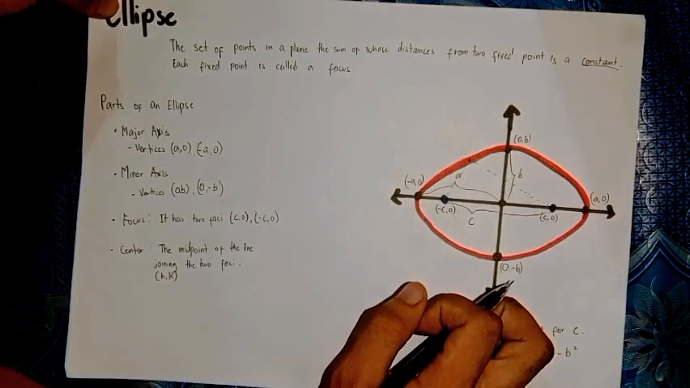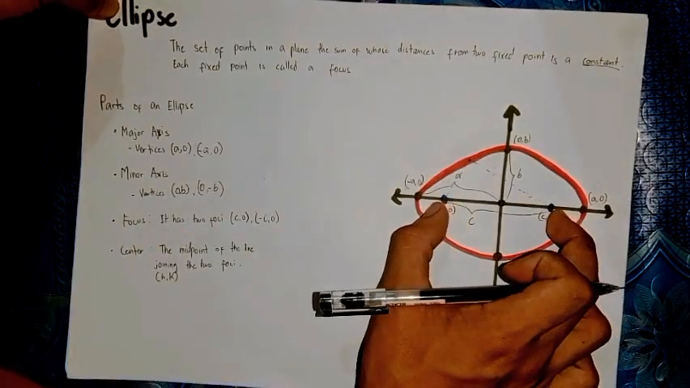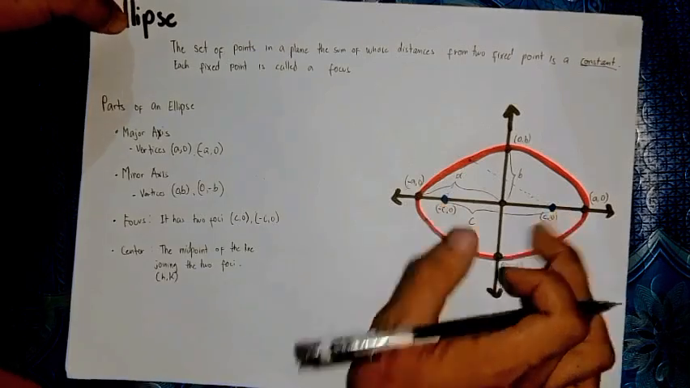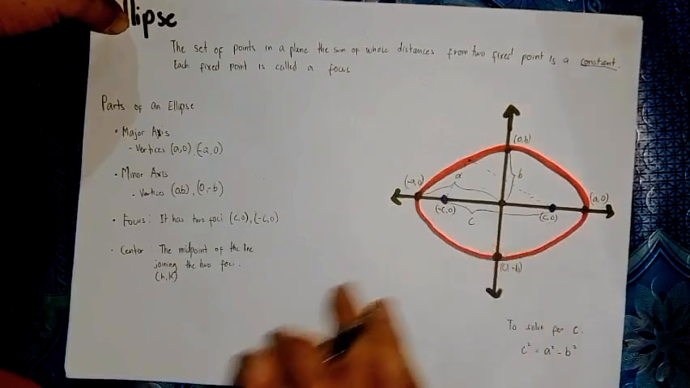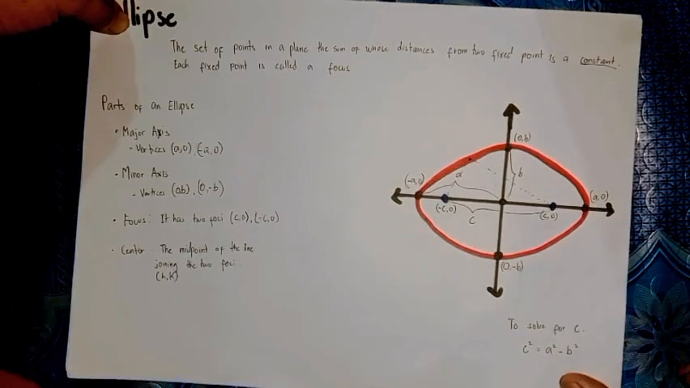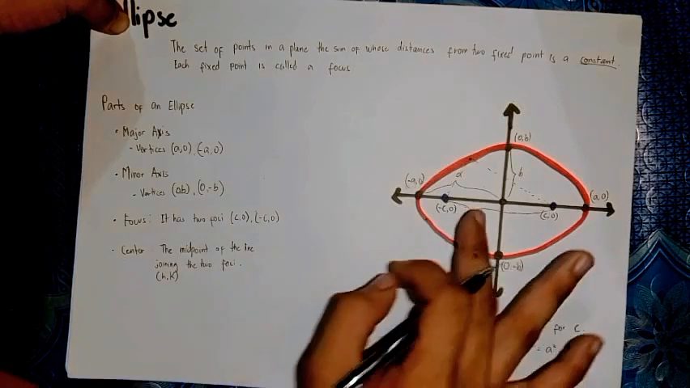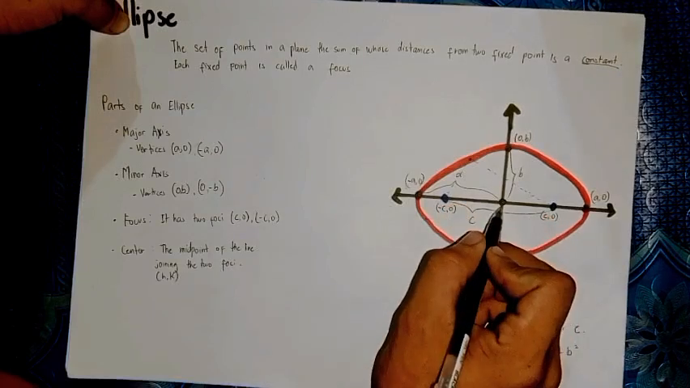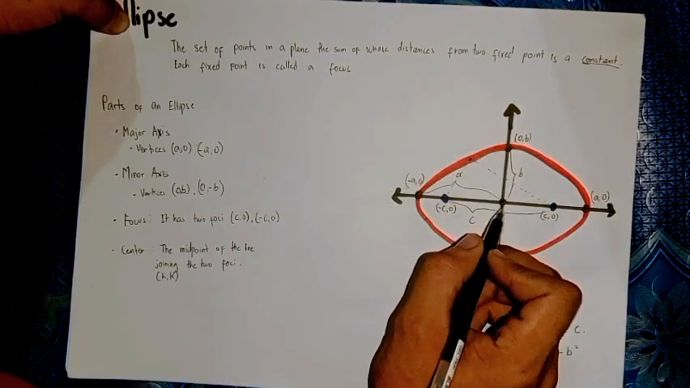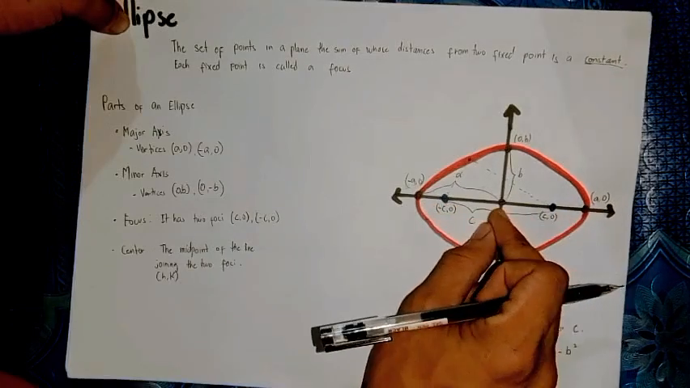Now, an ellipse has foci. It has two foci, and foci are denoted as C. That's why we have (-C, 0) and (C, 0). To solve for C, we will use this formula: C squared is equal to A squared minus B squared. And always remember that the foci are equidistant from the origin. This is our origin. The two fixed points are equidistant from the origin.